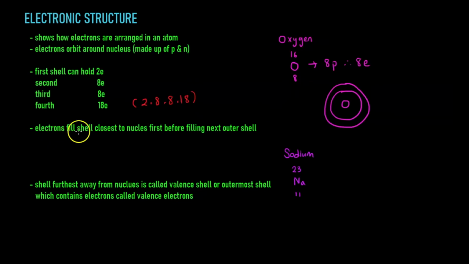And really, you have to fill electrons in the shell closest to the nucleus first. Sorry, this is wrong. This shouldn't be spelled like that. There's an additional U here. Okay, you have to fill the electrons in the shells closest to the nucleus first before filling the next outer shell. Okay, and the shell furthest away from the nucleus is called the valence shell, or the outermost shell, which contains electrons called valence electrons. Okay, let me just show you with an example, it'll be easier.